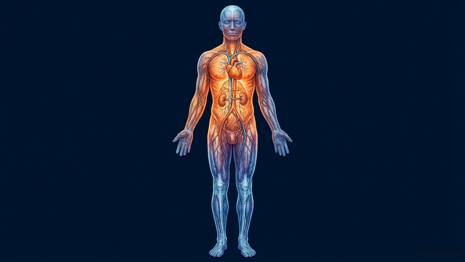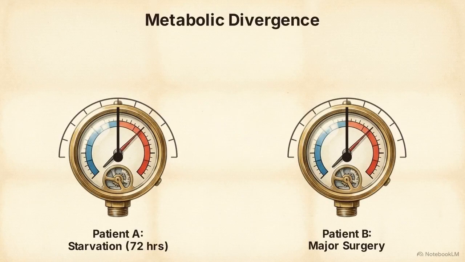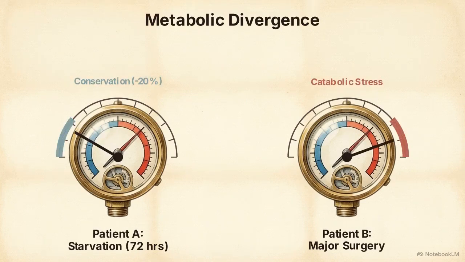They are hypometabolic. This diagram illustrates the divergence in metabolic activity. Patient A's gauge drops into a blue conservation zone. By contrast, patient B's gauge spikes into the red. The surgical trauma has triggered a massive neuroendocrine stress response that actively overrides the body's conservation mechanisms.